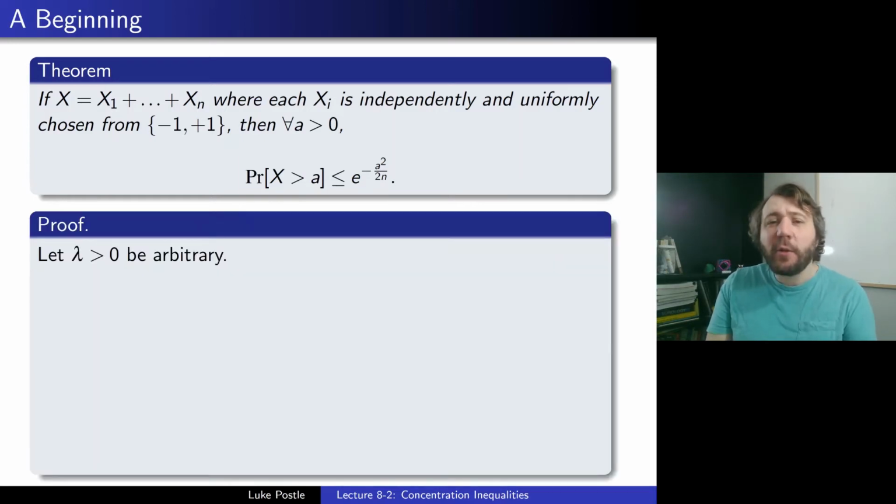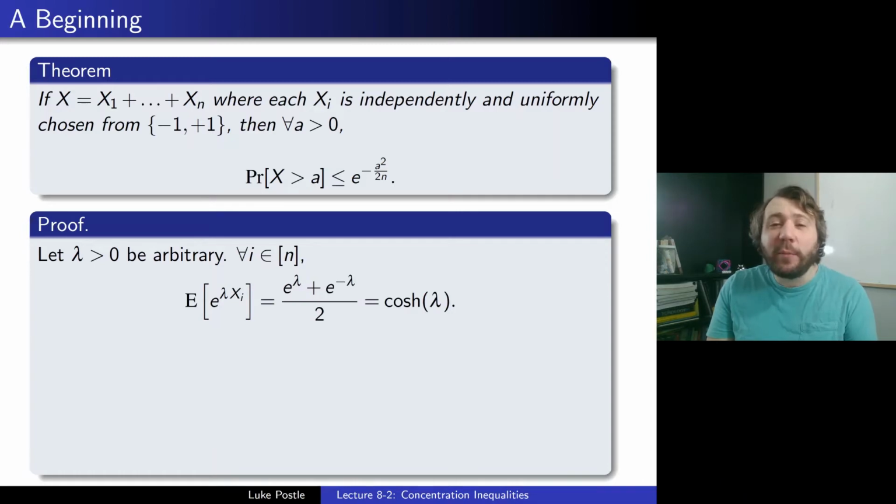So how does this work? Well, we'll let lambda be arbitrary and greater than 0. We'll choose that later to make the proof work. And for every i in [n], the important thing to note is what is the expectation of e to the lambda Xi. So we're going to look at these exponentials. So what would happen there? Well, Xi is either plus or minus 1 with probability half. So half the time I get e to the lambda, and the other half the time I get e to the negative lambda. And you sum that up, and you might recognize that as a function. It's namely the cosh function, the hyperbolic cosine. So we'll have cosh of lambda, and what good is that?